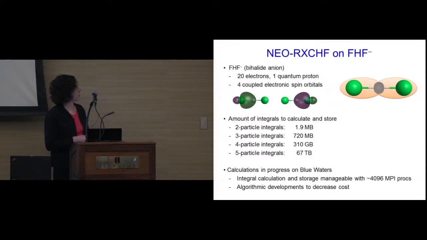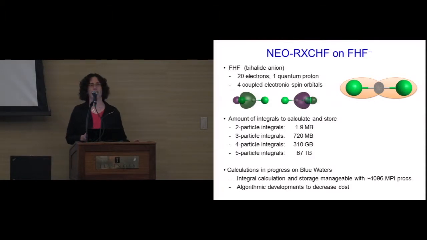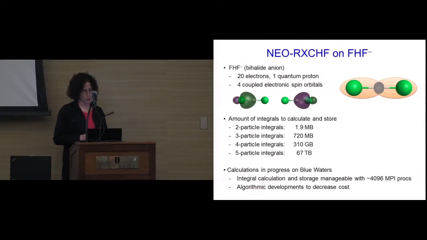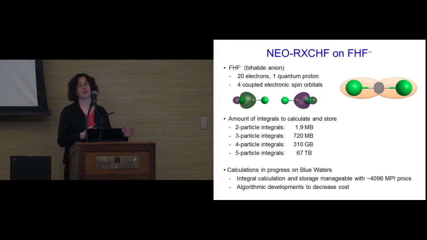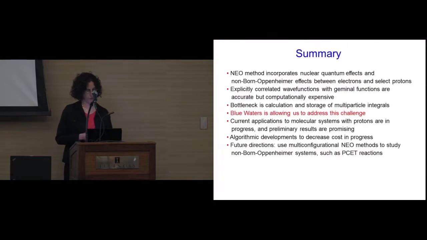And the calculations are currently in progress on Blue Waters. In fact, the integrals are already calculated, but now we're going through the self-consistent field procedure. So we know that it's manageable, we know that it's doable, but at the same time, it's obviously very expensive, and we'd like to go beyond 20 electrons. So what we're doing at the same time is we're developing new algorithms that are going to make all of this much faster, decrease the cost, so that with Blue Waters, we can look at much larger molecules.